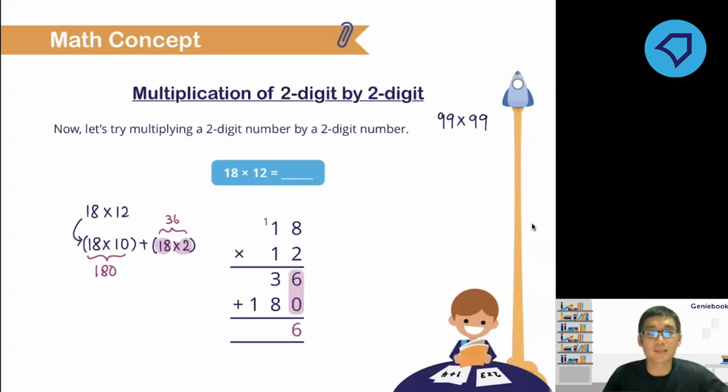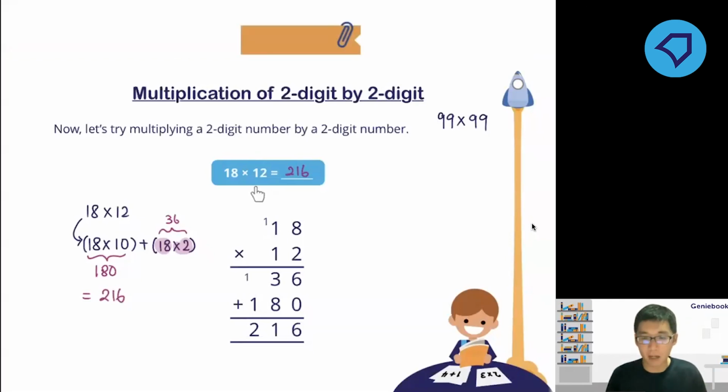So 6 plus 0 is 6. 3 plus 8 is 11. So I put a 1 here, bring up another 1. Then 1 plus 1 is 2. So the answer to this is simply 216. Okay, 216.